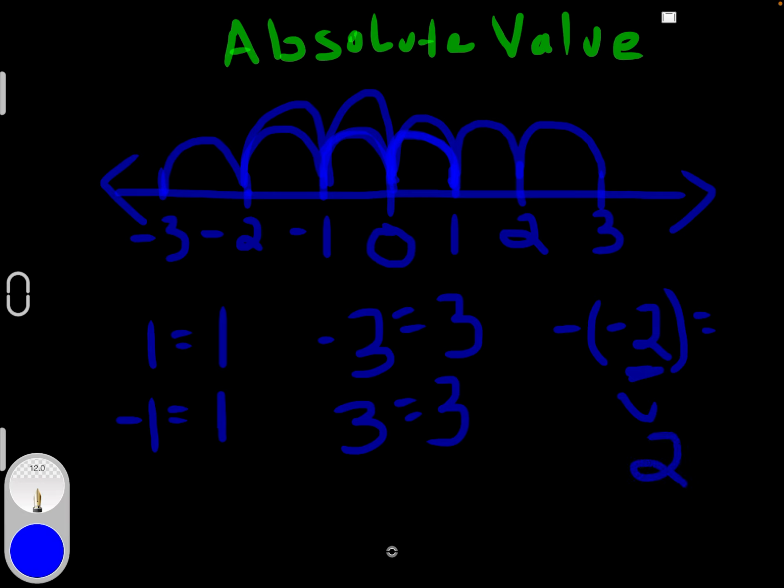However, if we have this negative outside of the parentheses, we have to add that in front of our 2. So the absolute value of negative parentheses -2 would be -2. That is the only time we will get that negative as our answer when it's asking for absolute value.